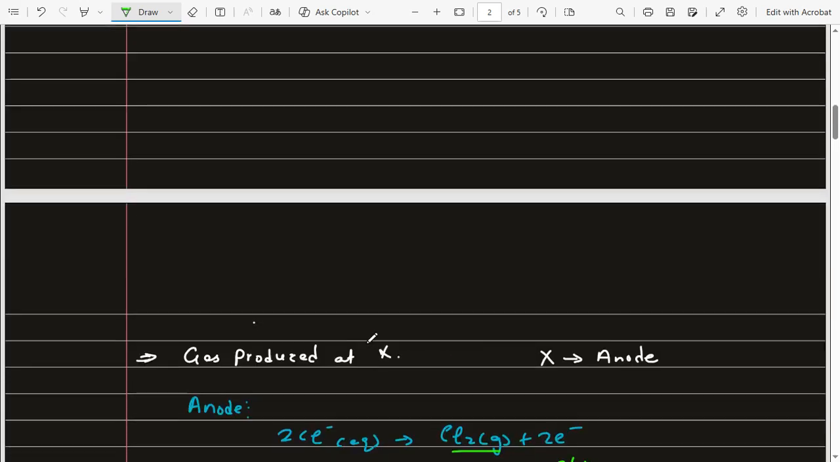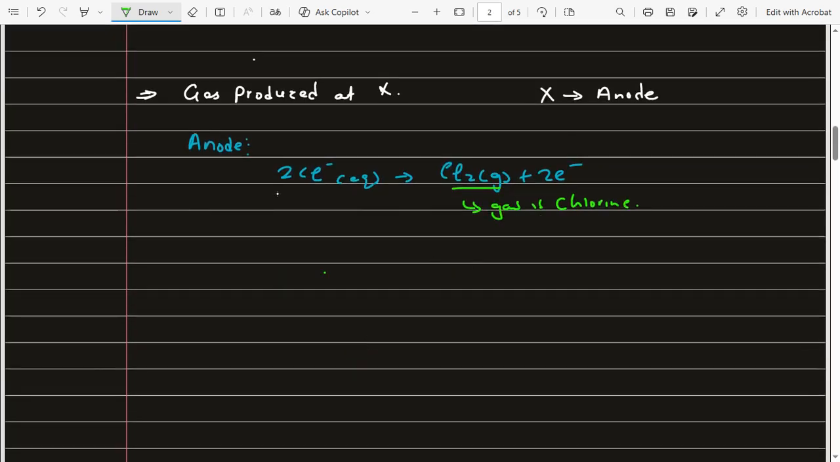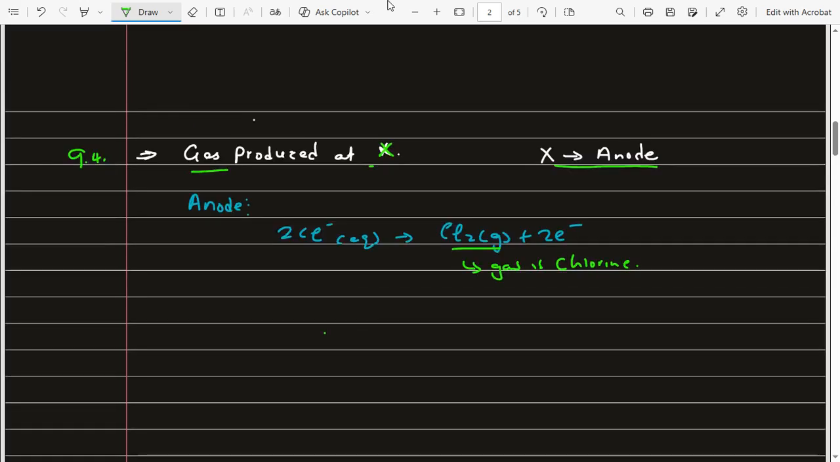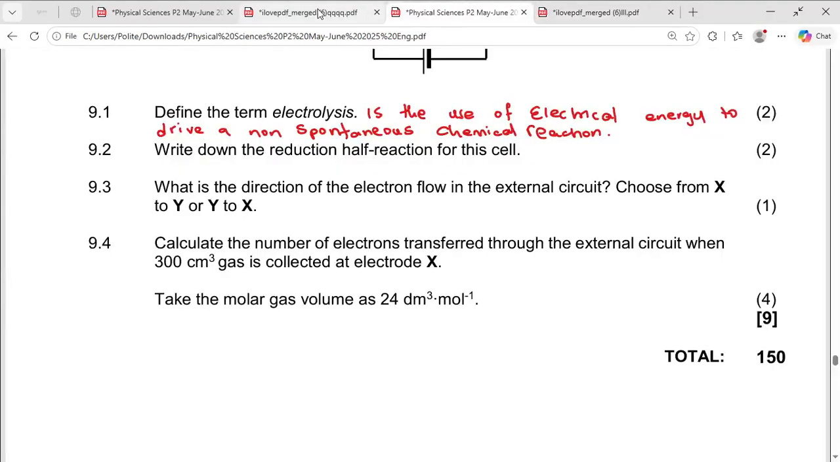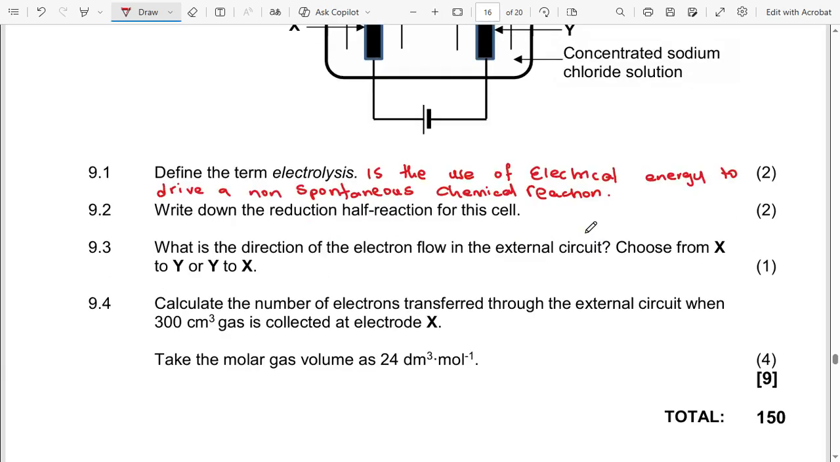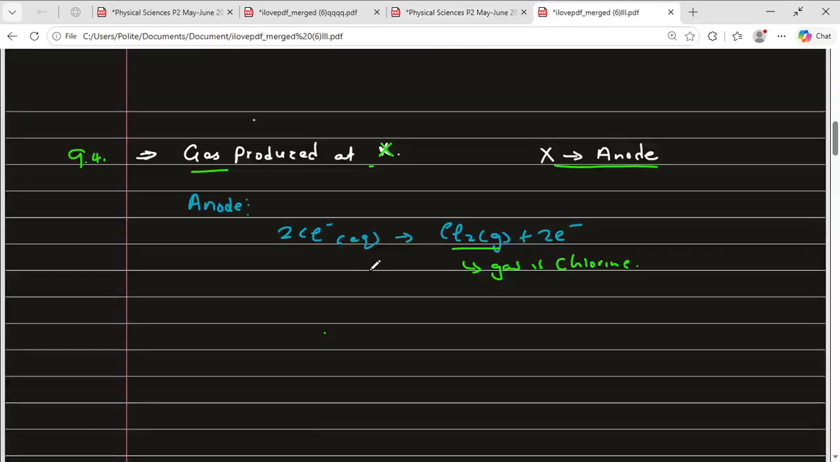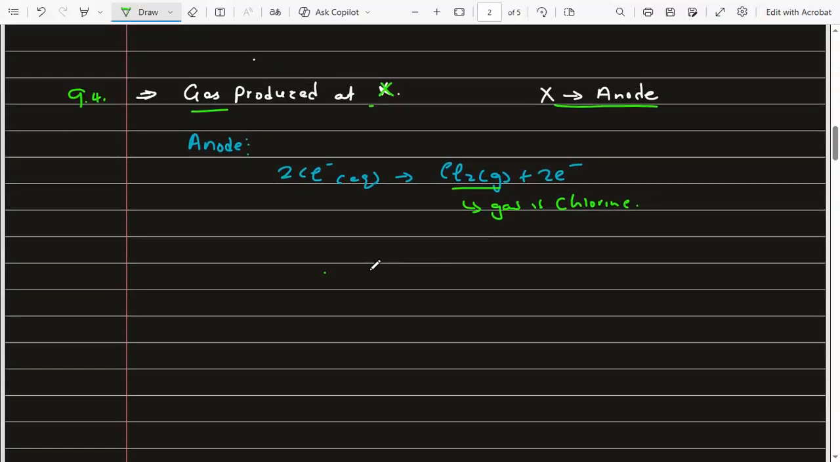Let's just go back a little. We said first thing first, to answer this 9.4, we're going to identify the gas that is produced at X. And we said X is the anode. And look at this, the statement says we have the concentrated sodium chloride solution. Then I just go there and look for the chlorine, and then I write the reaction for that. Okay, then I'll keep moving.